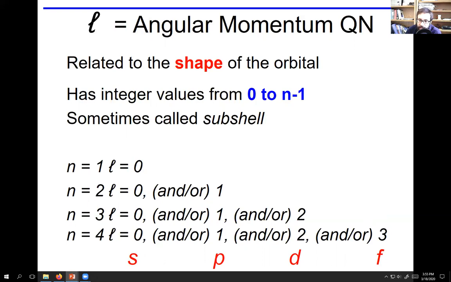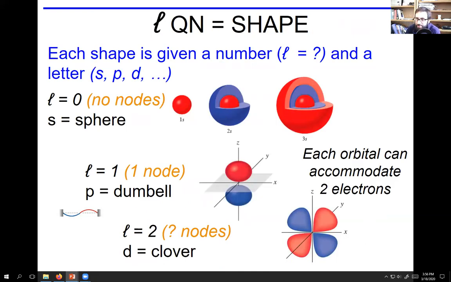And so again, S, P, D, F looks kind of random, and it comes from historical reasons why they're given these letters. Okay, so it's not going to make sense to us right now. Sorry about that, but that's the way that science works.